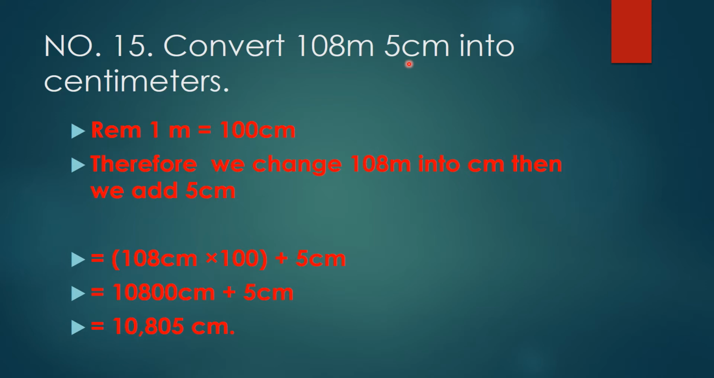So if you cross multiply 108 times 100, you will get 10,800 centimeters. So after changing this one into centimeters, you only need to add this 5. So then you add 5 and your answer will be 10,805 centimeters. So that question was very, very easy. The only challenge, I don't know, some of you were scared, thinking that this is a very hard question.